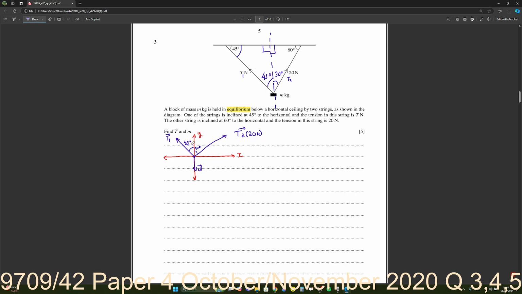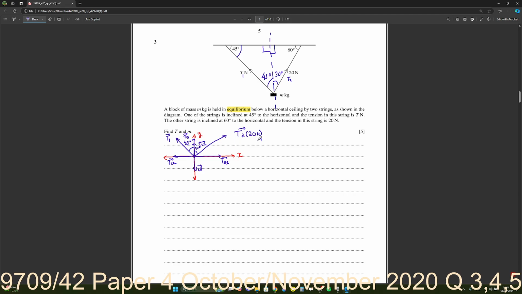We know that T1 and T2 must be resolved into their components. So we're going to draw this as T1x, this one up here as T1y, and T2 must be resolved into T2x and over here T2y. Okay, so we now have all our forces.